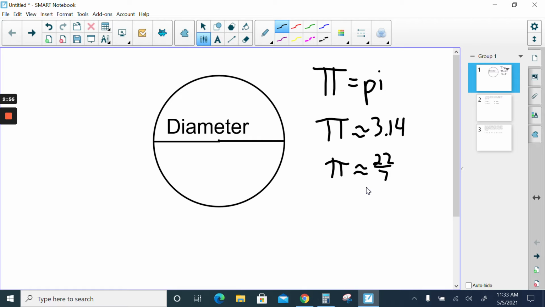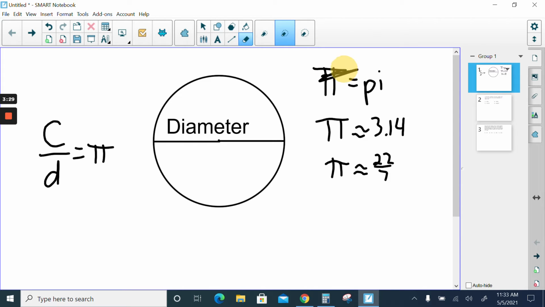And where this number pi comes from is someone a long time ago found out that if we take the circumference, which is kind of like our perimeter here, and divide it by the diameter of our circle, we always get this number pi. And because of that, we can use pi to help us solve any type of problem dealing with area or circumference. So before we actually start solving some problems, let's take a look at our formulas.